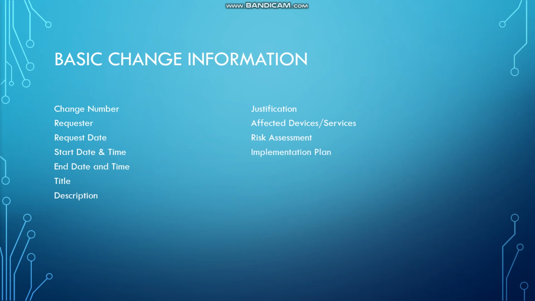Next, we need an implementation plan. This would be the script that we've been talking about through the series. And that script is what you will follow, the steps you will take to implement the change. We need a rollback plan in case we need to reverse that change and restore things prior to the change. So we use the rollback plan to go back to the way things were before the change. Sometimes that is necessary.